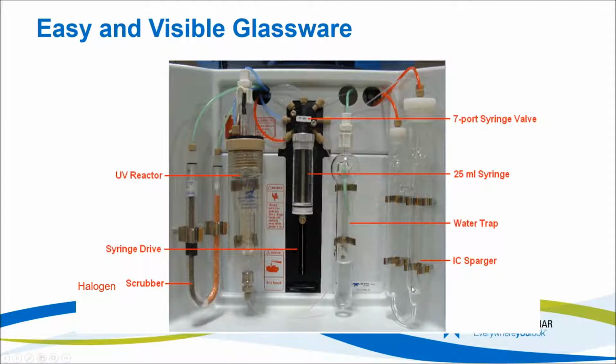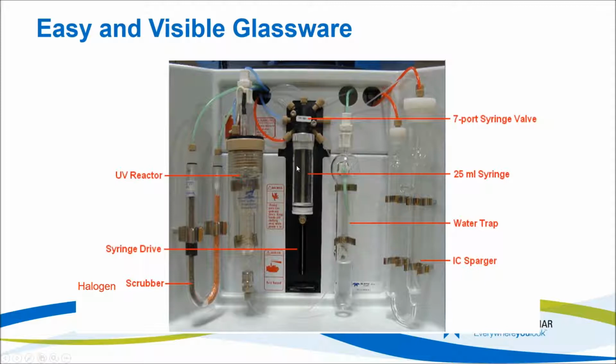For example, if the frit and the IC sparger, this is the IC sparger, so this is where the inorganic carbon is removed, gets discolored, then you probably have contamination. You'll actually see this frit get brown or dirty looking, and then it's time to take it off and clean it, and you just clean it like normal glassware. It's not a big deal, but it's nice because you know right away that there's something going wrong. Same with your halogen scrubber. If the copper side starts to turn brown, then it's time to change out your halogen scrubber.